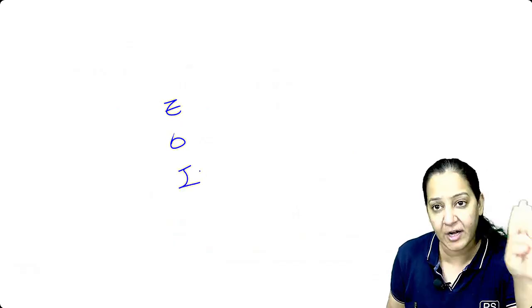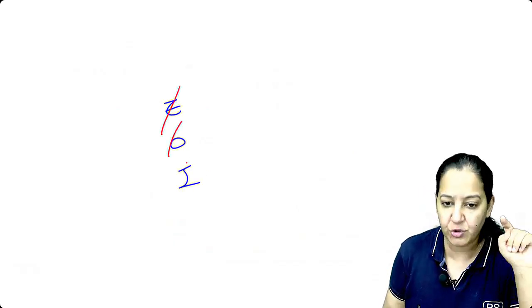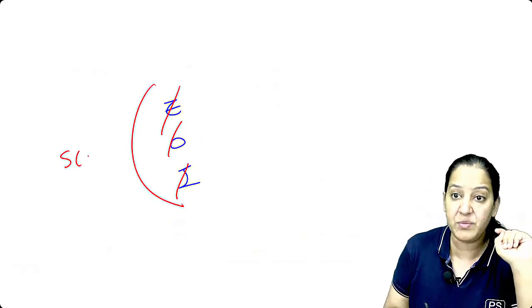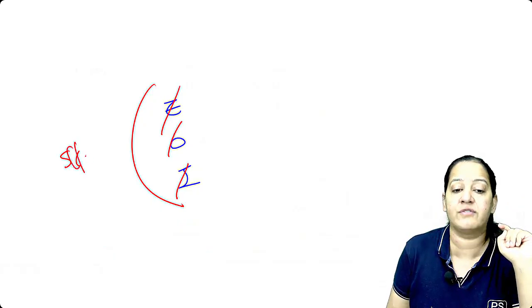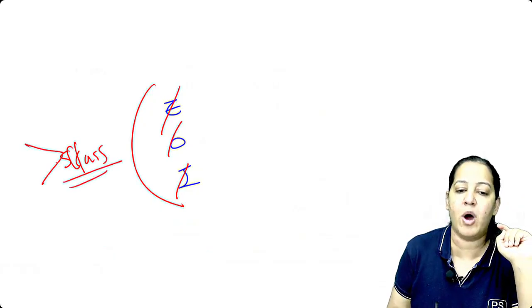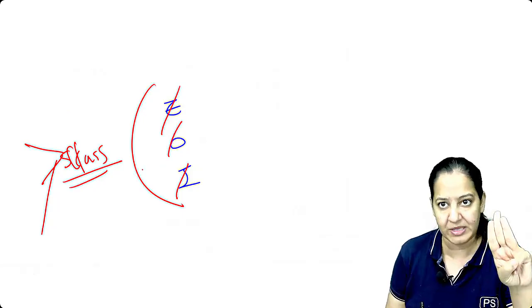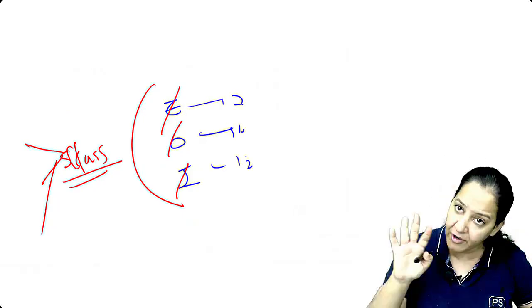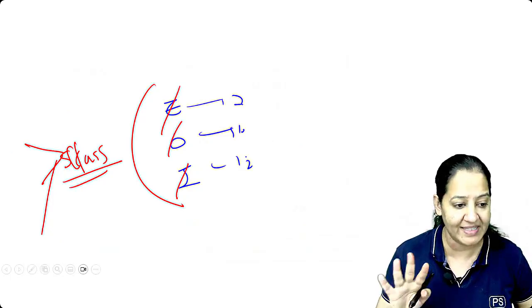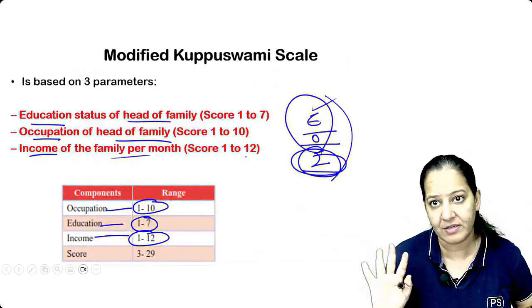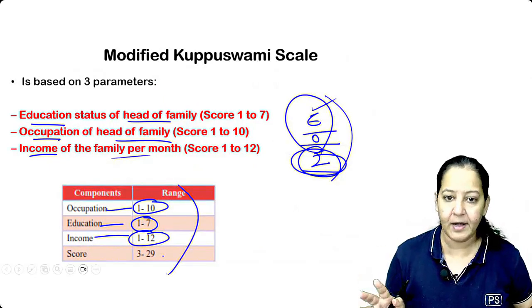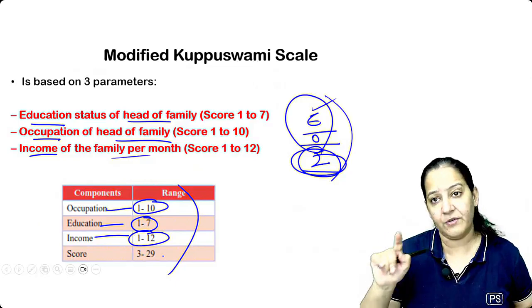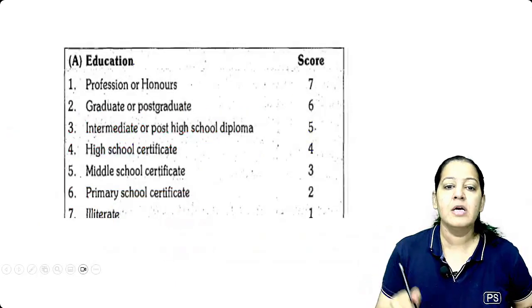What are the 3 criteria in the Kuppuswamy scale? Education, occupation, income, based on which we decide the class of the family, whether the family belongs to upper class, middle class, or lower class. It depends on 3 things. Now here we have 7 scores, 10 scores, 12 scores. That's for your knowledge, I'm telling you so that you can easily get it. Don't learn it. Learn EOI. That's it. You yourself calculate the class of your family now with me. So see the education.